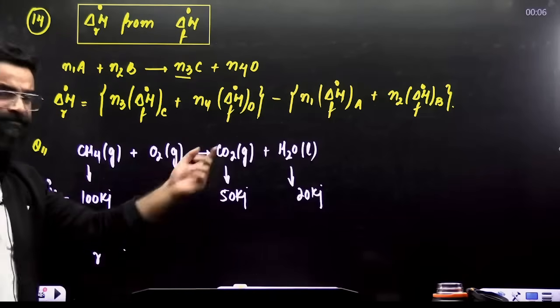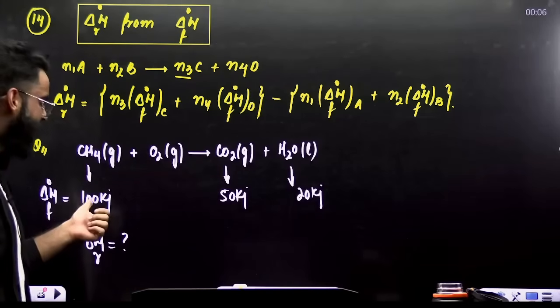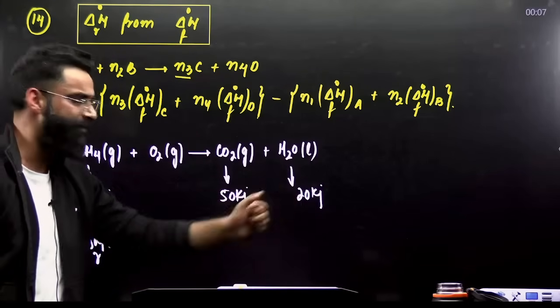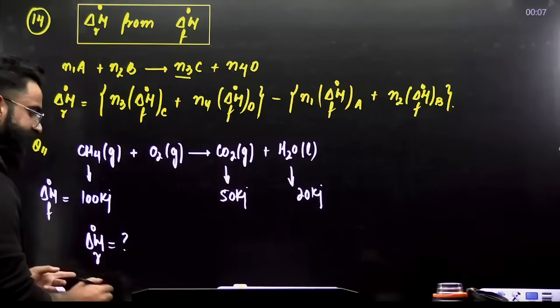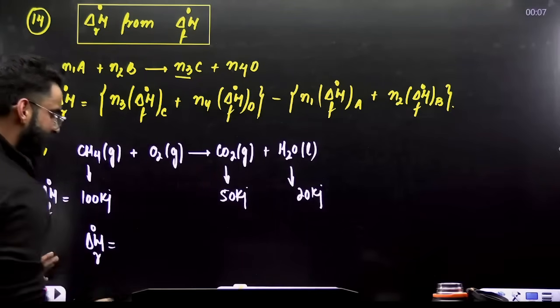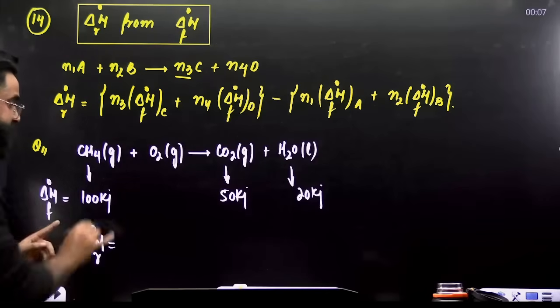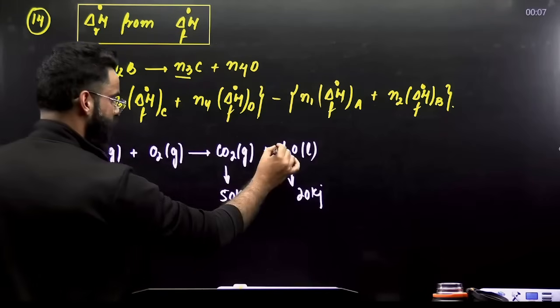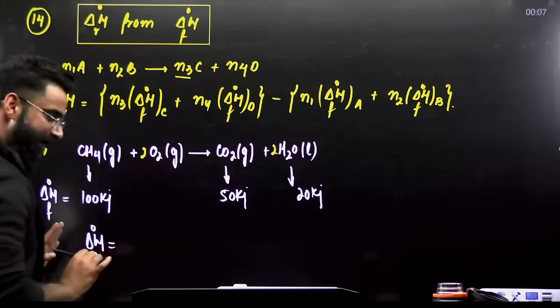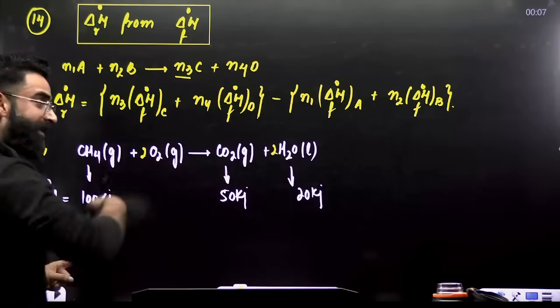For example, this is the question. They have given you the enthalpy of formation of this, this, and this, and they are asking us to calculate the enthalpy of reaction. Now, I told you enthalpy of reaction is equal to what? First of all, is the reaction balanced? No. Balance the reaction. This should be 4, this should be 2 times, this should be 2 times, and the reaction is balanced. Now, enthalpy of reaction is equal to enthalpy of formation of products.